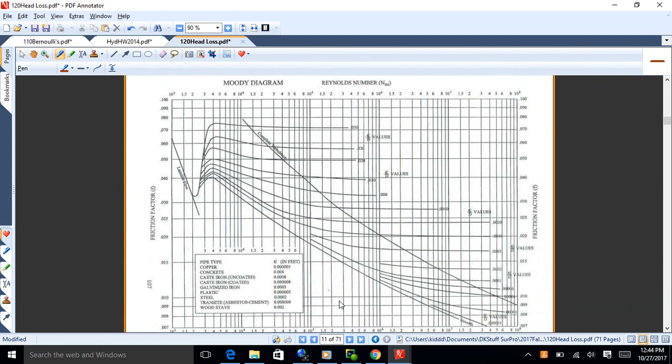I think the normal thing to say there is people generally get kind of moody when they look at this because there are so many lines on it, it looks complicated. But it's okay. So there's the Moody diagram. It's on page 120.